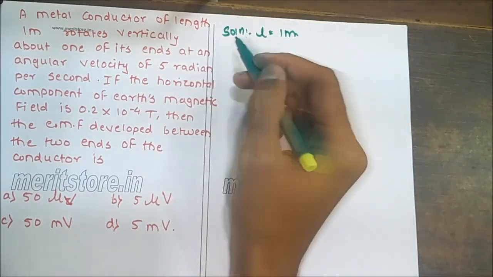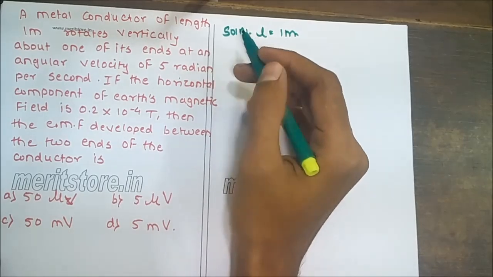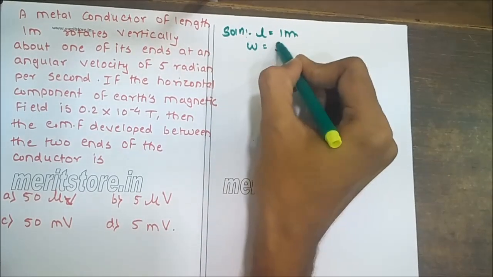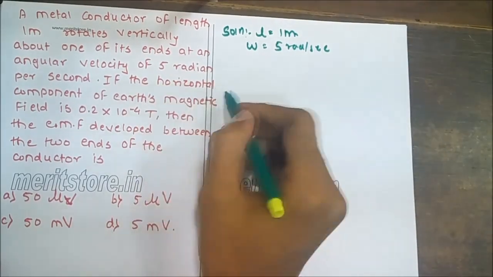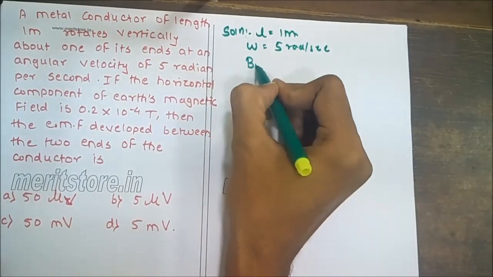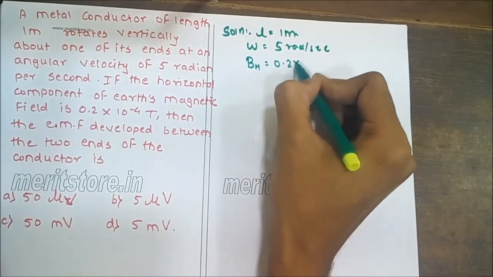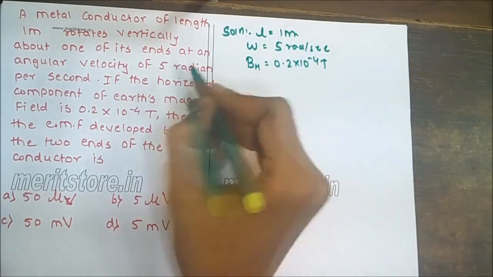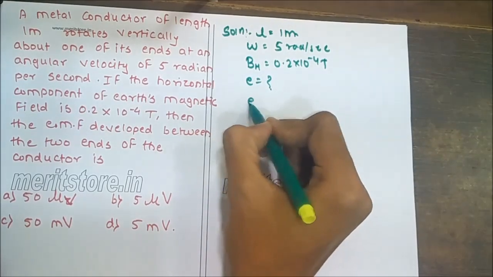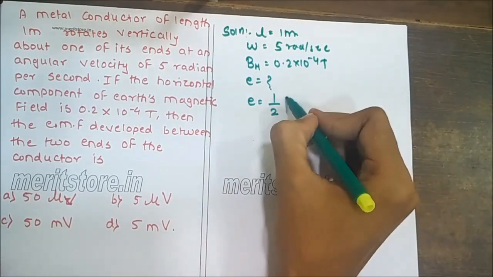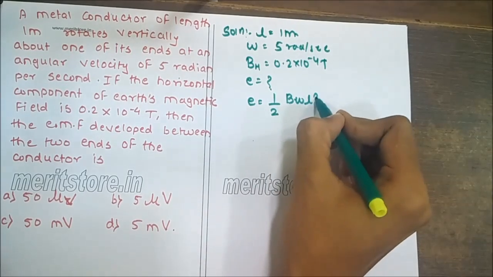It is rotating vertically, and one end of it has an angular velocity omega of about 5 radians per second. If the horizontal component of the Earth's magnetic field BH is equal to 0.2 into 10 raised to minus 4 Tesla, then the EMF developed E will be equal to, for that, the induced EMF, we have the formula half B omega L square.